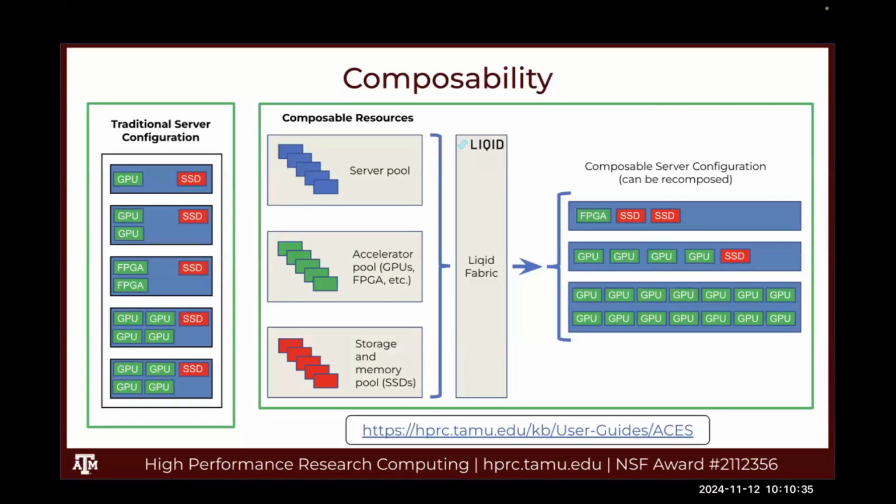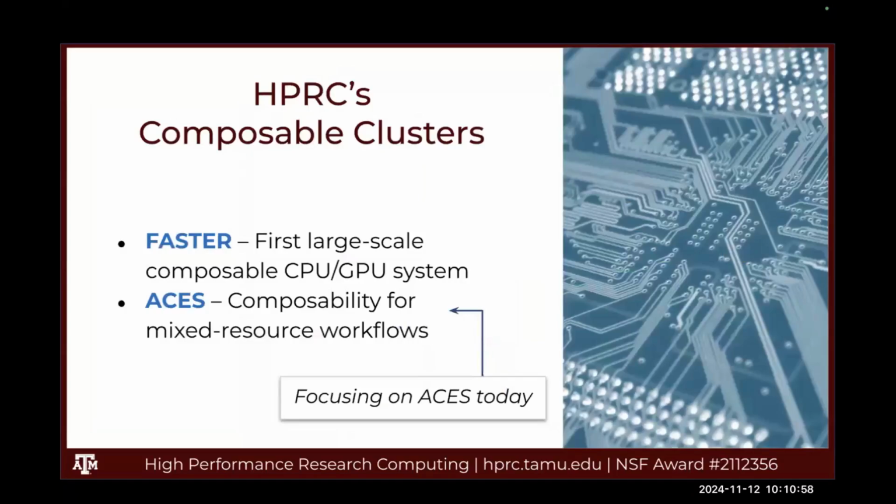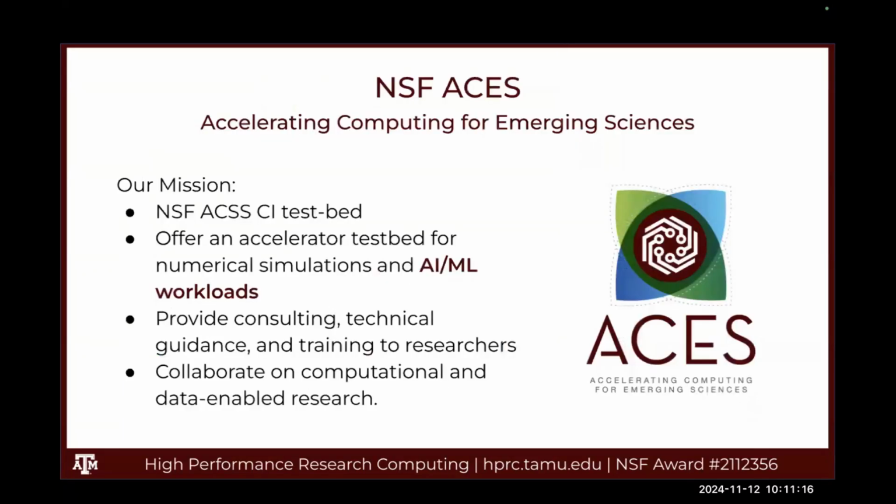So again, the accelerators are not just limited to GPUs. You can use IPUs from Graphcore and also vector processors from NEC and also some other accelerators you may find on the market, like FPGAs from Intel, etc. So as I mentioned, there are two composable clusters that HPRC is managing, and ACES is the one we'll be using today. And FASTER is very similar to ACES on the system level, but they have different sizes and different focus for the two systems.